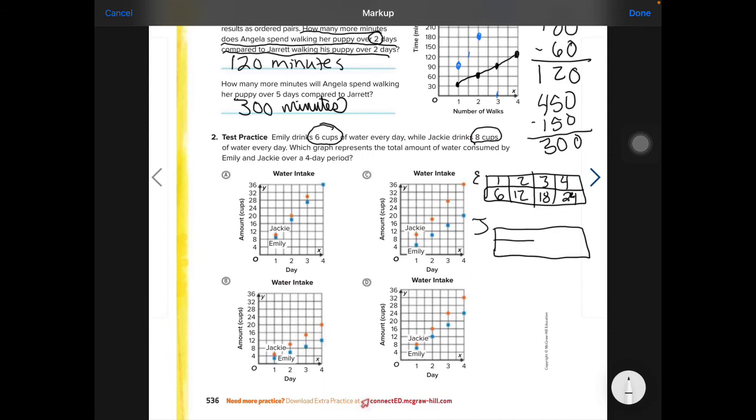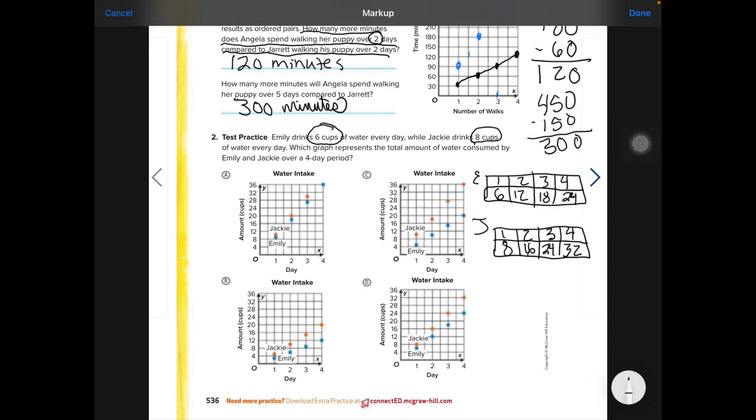Okay, Jackie. It might be easy for you just to guesstimate what this is, but I like to draw it out just so I make sure I know what my answer is. She was 8, 16, 24, 32. Okay, there we go. So let's look for some coordinates.